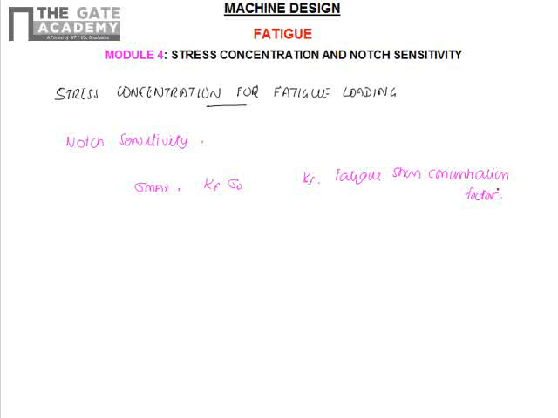Now we will see what is this fatigue stress concentration factor and how far it is different from the theoretical stress concentration factor. Because for many materials, the stress concentration for fatigue loading depends on the sensitivity of the material to notches. Like some materials will be highly sensitive to the presence of notch, and some materials will not be sensitive at all to notches. So the stress concentration factor for fatigue loading depends on theoretical stress concentration factor as well as notch sensitivity.